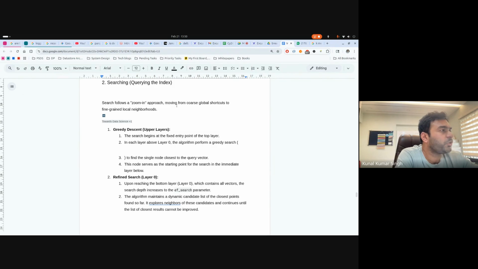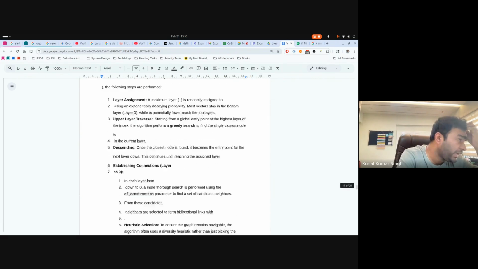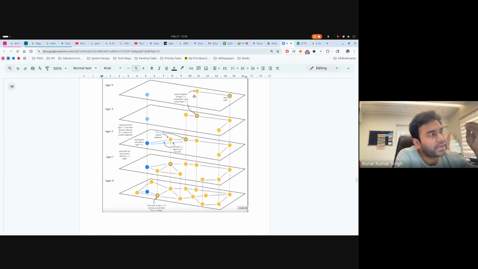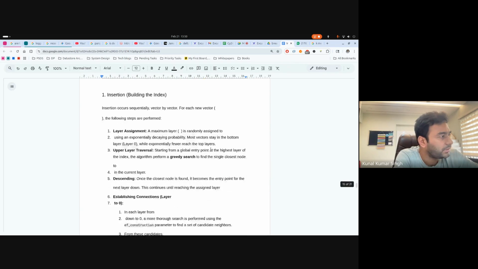Searching follows a zoom-in approach, moving from coarse global shortcuts to a fine-grained local neighborhood, right? So one thing we need to understand is that when we are starting from the top layer, since there are exponentially fewer nodes on the top layer, we are able to very quickly go to the part of the graph where most of the vectors similar to the query vector will lie. So the elimination is very fast. If I go this way, I am able to completely eliminate this side of the graph, and that is because there are exponentially fewer nodes on each of the top layers, right?